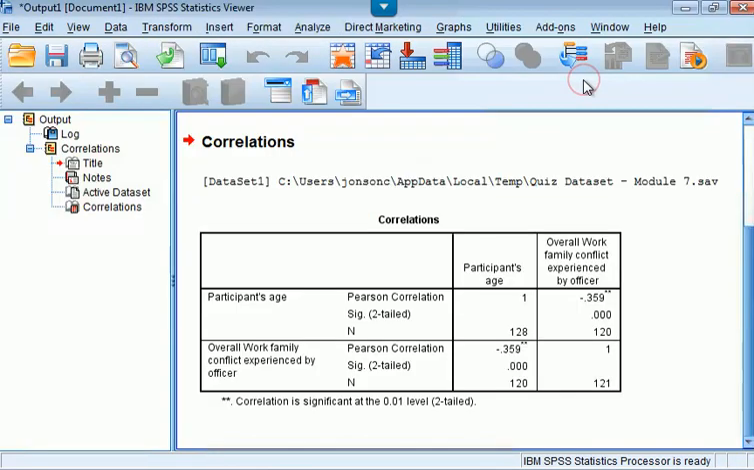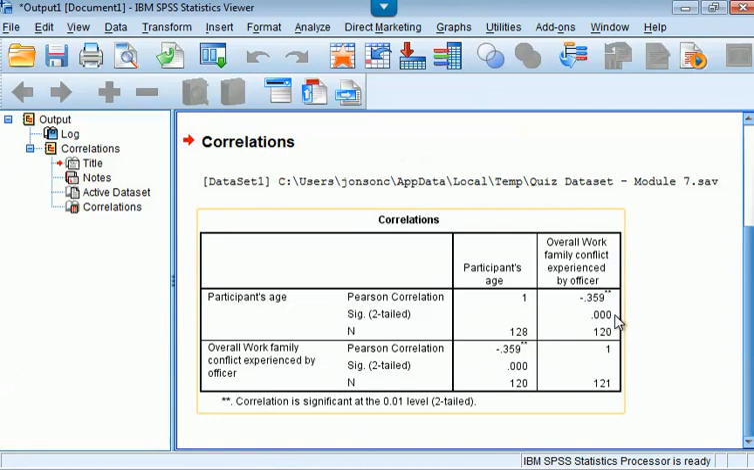And you will see in this window that the correlation is negative 0.359. So that means that there is a negative relationship. So as someone's age increases, overall work-family conflict experienced by the officer decreases. So the variables are moving in opposite directions.